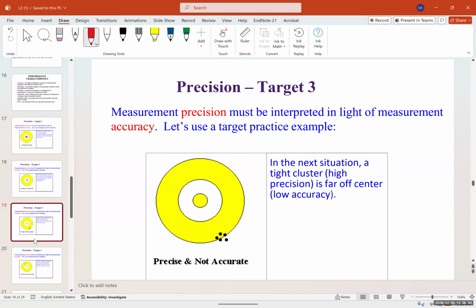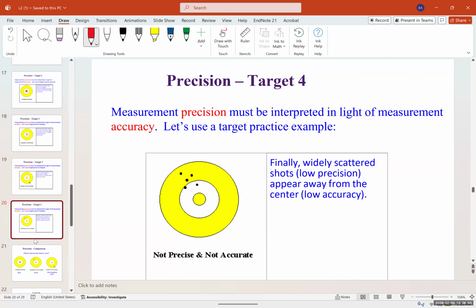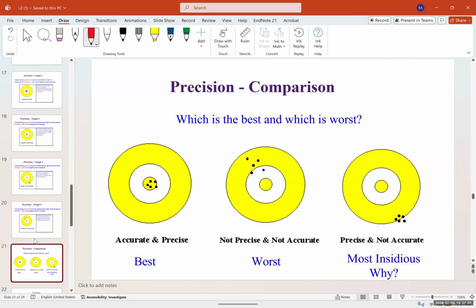Now, this one is scenario A that we had here. We are precise because everything is clustered, but we are not accurate because we are far from the target. So this is precise and not accurate. And the final, the worst case scenario, we have no precision, no accuracy. It's scattered, it could be all around, and it's far from the target. So again, putting it all together, best scenario, we're accurate and precise. Worst scenario, we're not accurate or precise.